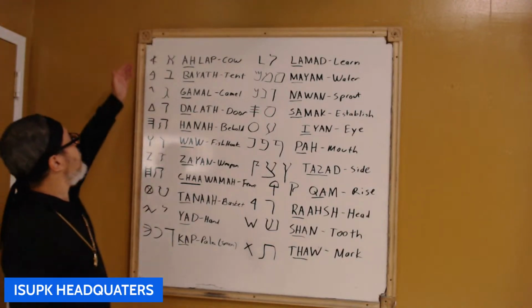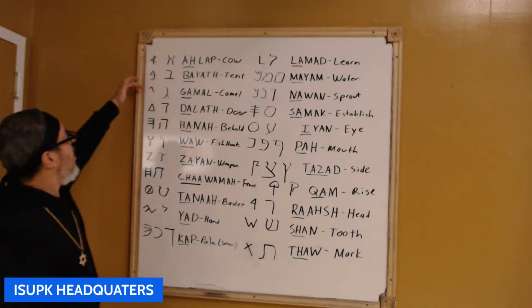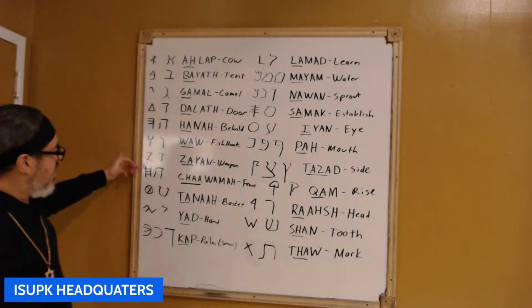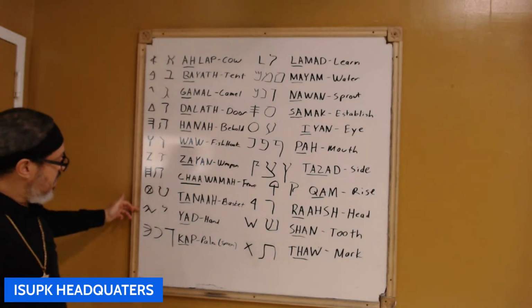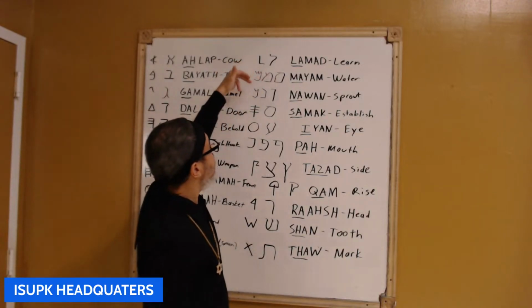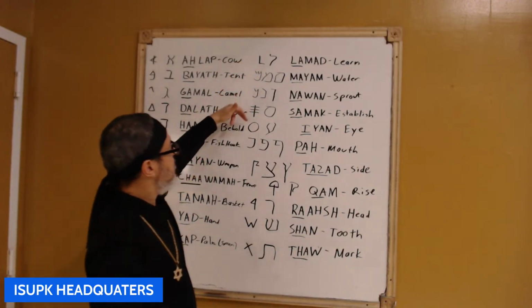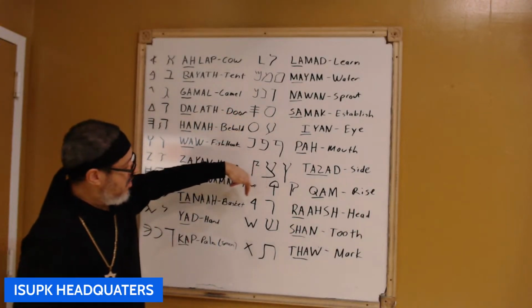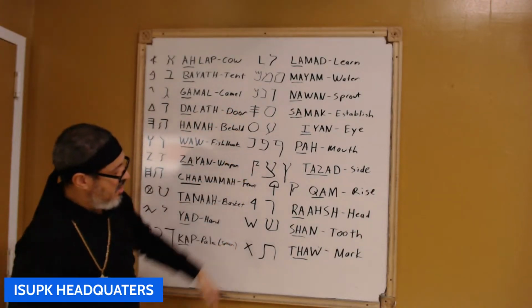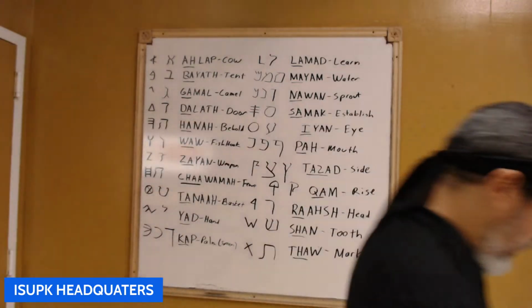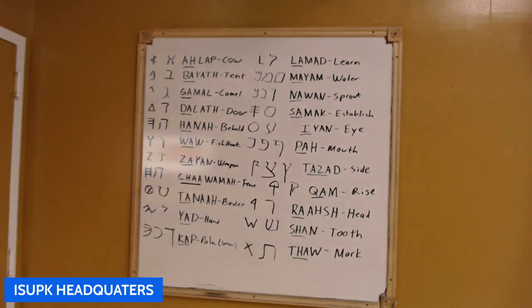So again, it's the same thing. A, ba, ga, da, ha. Wa, za, ha, ta, ya. Ka, la, ma, na, sa. I, pa, ta, za. Kwa, ra, sha, da. So this will be a good point to take a picture or a screenshot.